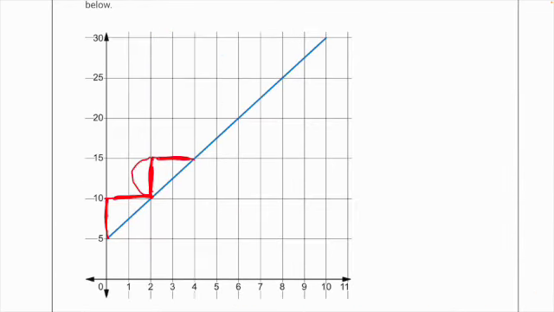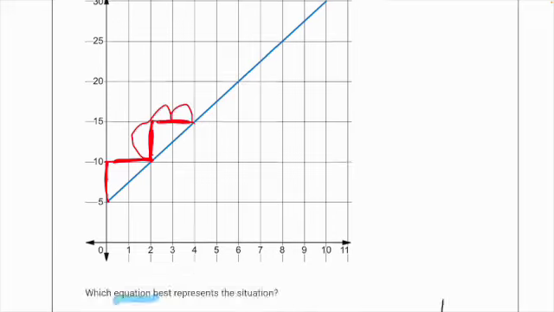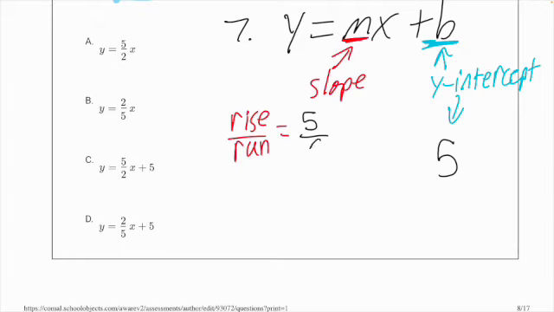And then how much to the right am I going? Well, in this case, going over, good, I heard it, 2. So my slope is 5 over 2.